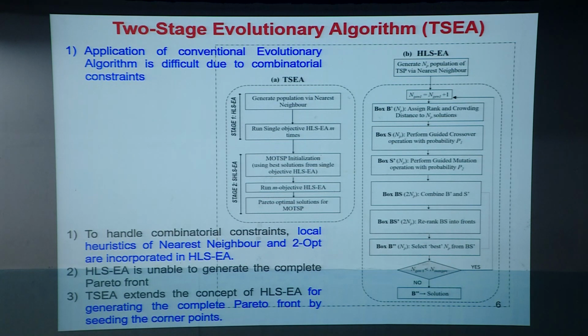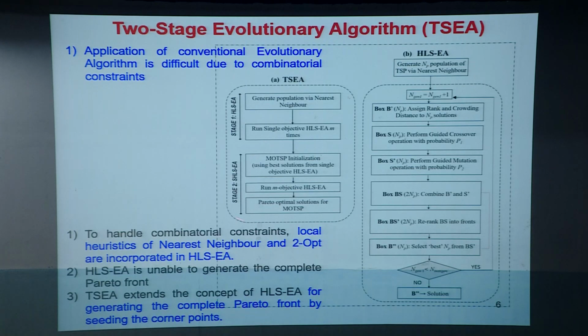As the name itself suggests, two stages of this hybrid local search evolutionary algorithm are used in this. So in this two-stage evolutionary algorithm, in stage one, let's say there is an M objective TSP problem. All these individual M objectives we solve as single objective problems, and we obtain the corner solutions of the Pareto front. And these corner solutions are then used in the second stage as the initial population. So we are feeding these corner solutions as the initial solutions in the second stage, and then we are solving.